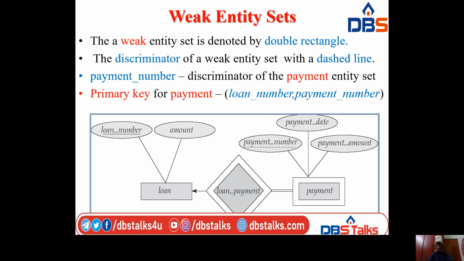Now coming to the diagrammatic representation, the ER diagram for this: here loan is there, having loan number as the primary key, and here is the loan payment. Now comes the payment, in which payment number is specified with an underlined dashed line. Loan number is a solid line, and here is the dashed line. This is about the discriminator. This discriminator plus the loan number available in the loan will form the primary key for the loan payment.